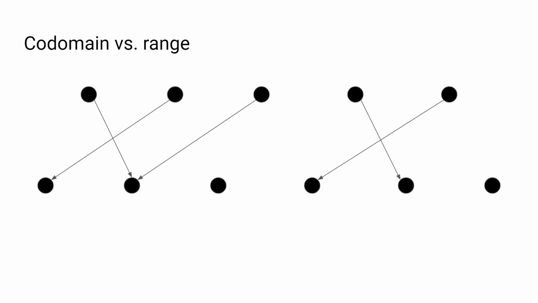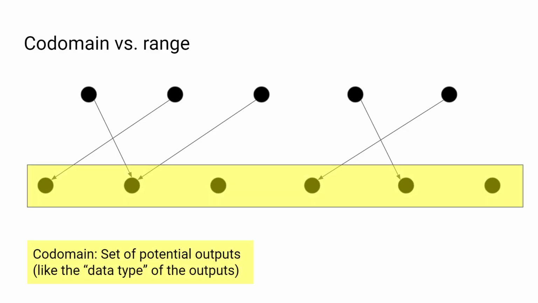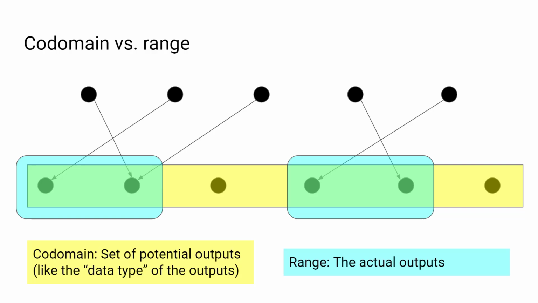So earlier we distinguished between the codomain of a function and its range. The codomain is a set that contains the outputs of a function, while the range is the set of actual outputs of a function. As this diagram shows, sometimes the range of a function is smaller than and not equal to its codomain. You can think of the codomain of a function as the data type of its outputs, while the range is the list of actual outputs. The outputs must belong to the codomain.